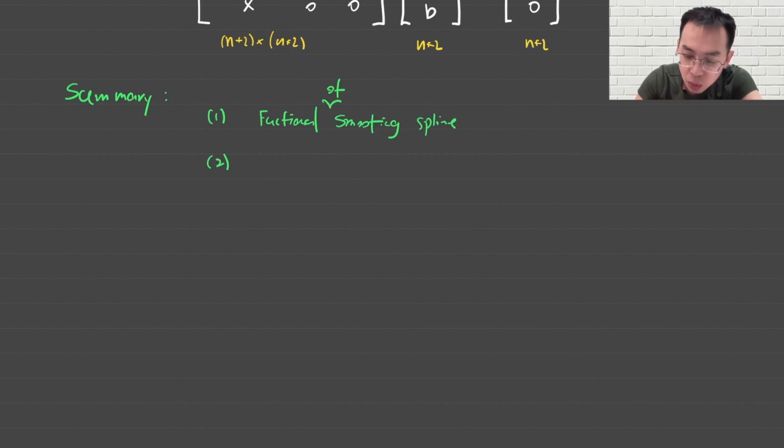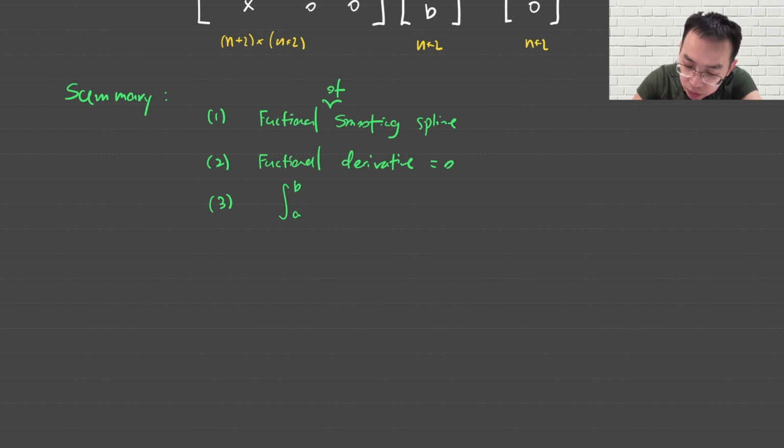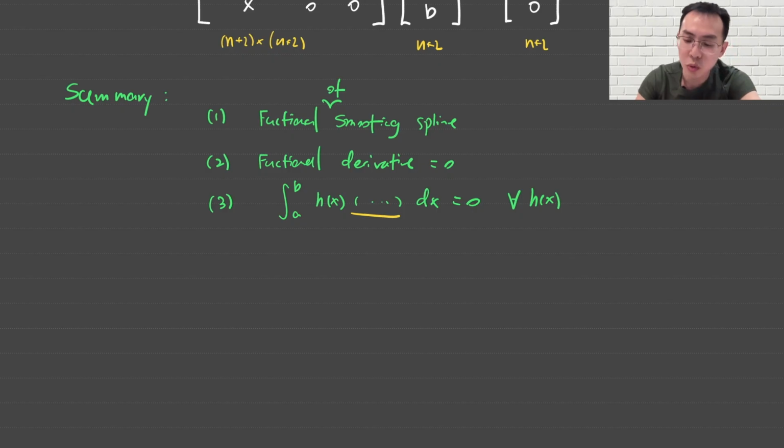Next, we want to find the minimum of this functional by setting the functional derivative equal to 0. Next, we reduce the functional derivative to get this form here, such that we have an integral of h(x) times something equals to 0. That has to hold for all functions h(x), and so the only condition that satisfies that is whatever is inside this integral equals 0.